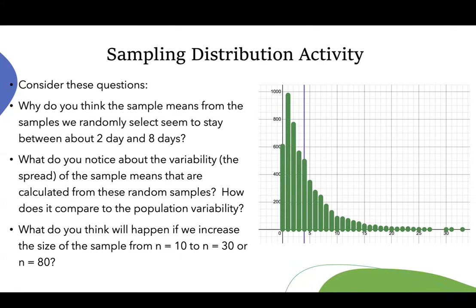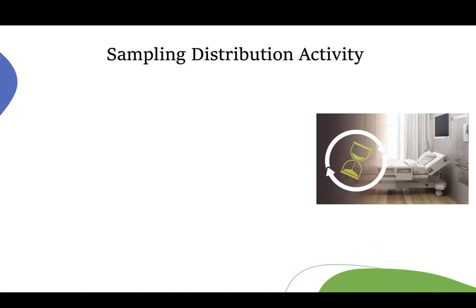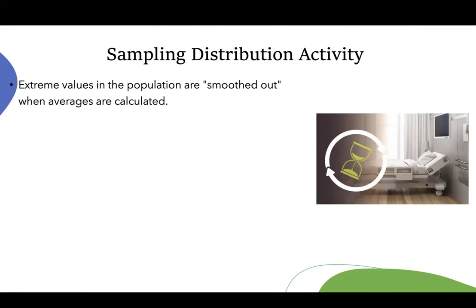And what do you think would happen if we were to increase the size of the sample from n equal 10 to n equal 30 or n equal 80? Do you think we'd see anything different when we calculated our sample means? Well, when we calculate sample means, extreme values in the population are smoothed out.